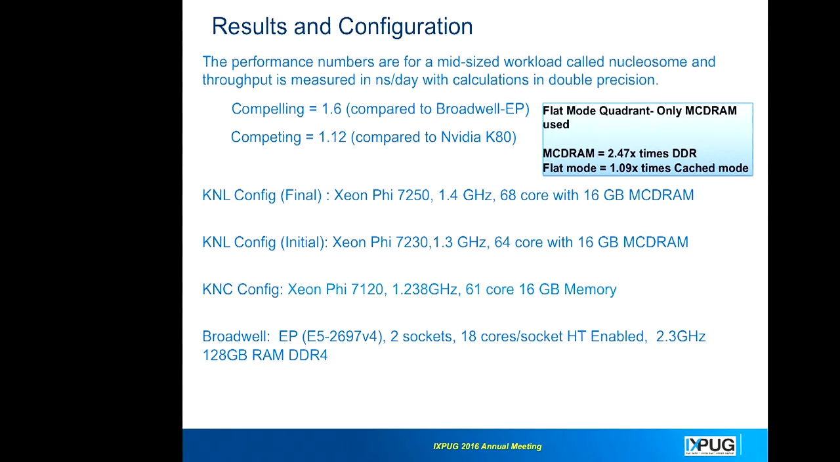We did experiment with other modes. MCDRAM only gives 2.4 times DDR performance, and flat mode is about 9% better than cache mode.